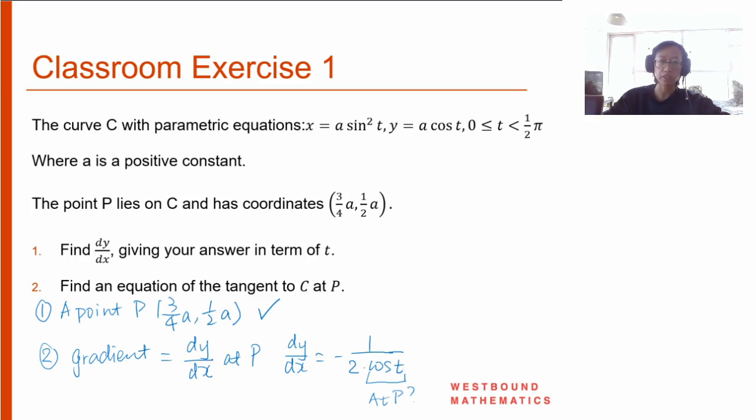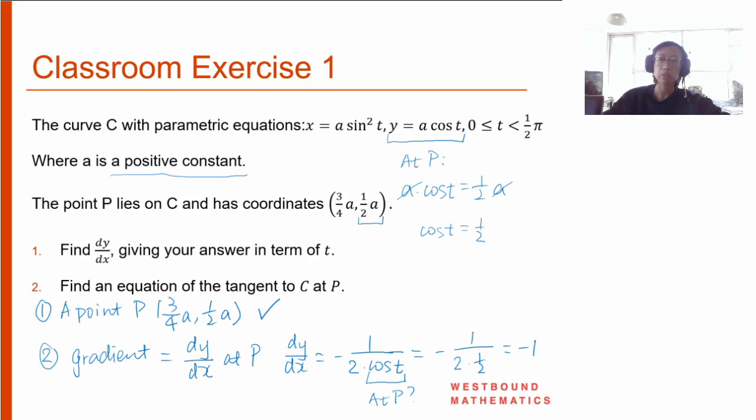Well, the question has given us some clue. It's told us that y is equal to a times cos t, and it's also told us that at point P, this is my y coordinate. So we know that at the point P, a times cos t is equal to 1/2 a. Again, we can cancel out a on both sides of the equation. Why can we do that? It's because a is a positive constant. You can't do that unless you're sure that a is not equal to 0. So here we have cos t is equal to 1/2. Let's plug that value back into our first derivative, and that gives us minus 1 over 2 times 1/2, which evaluates to minus 1.